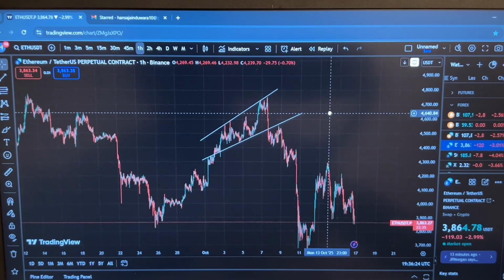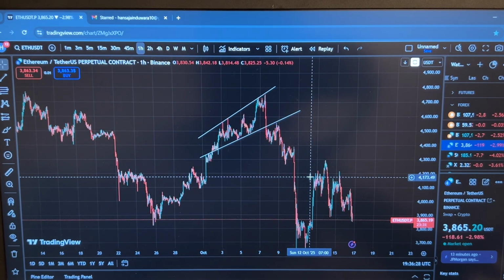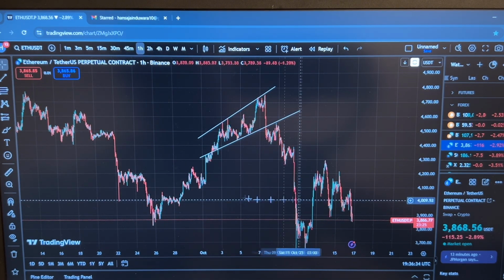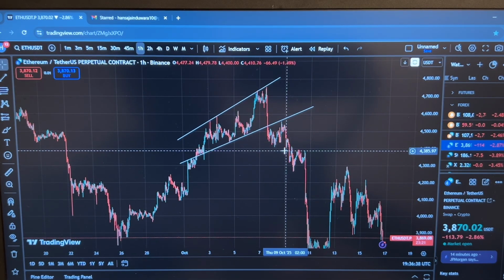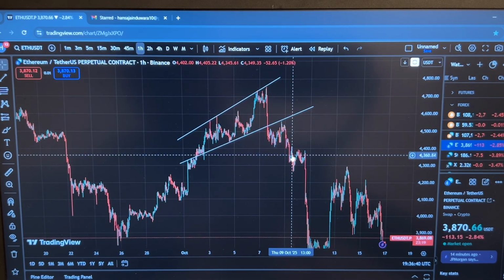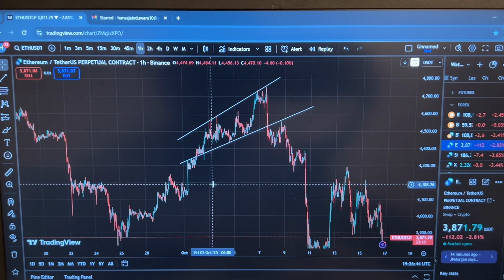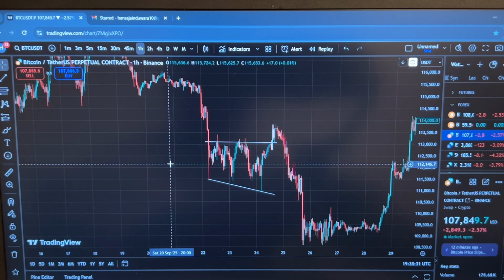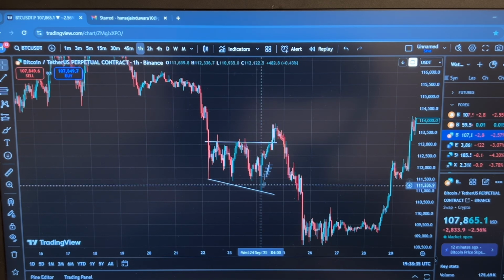And there you go. This is a good example for Ethereum for an expanding triangle pattern. So this is going to be a bullish, bearish example. As you guys can see, it actually went for a retest. It went for a retest and it came down. And let's look for another example. And there you go. There's another example for a bullish triangle pattern, expanding triangle pattern.